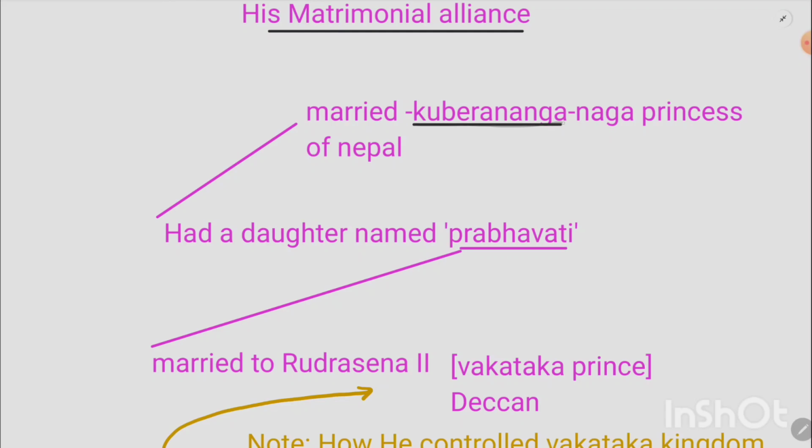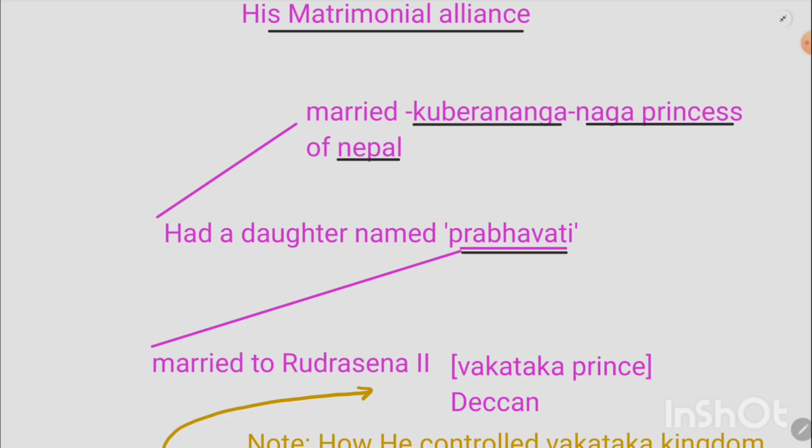Kubera Naga was a woman, a Naga princess, and she actually belonged to Nepal. What is important here is that Kubera Naga, the Naga princess, and Chandragupta II had a daughter, namely Prabhavati.